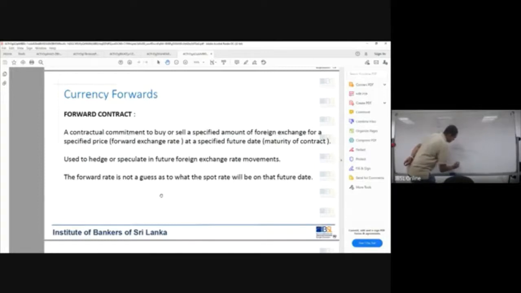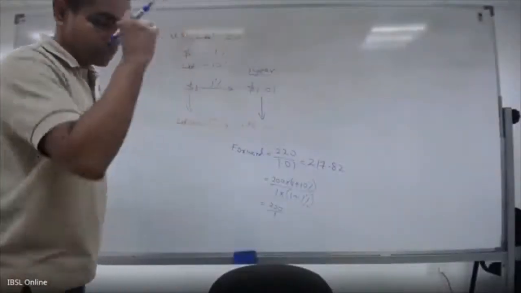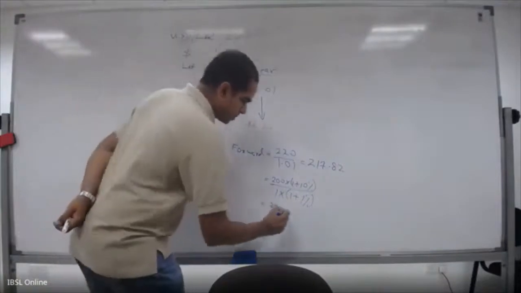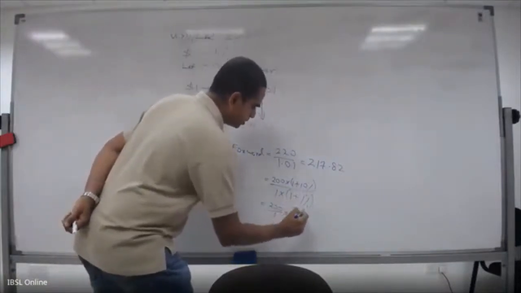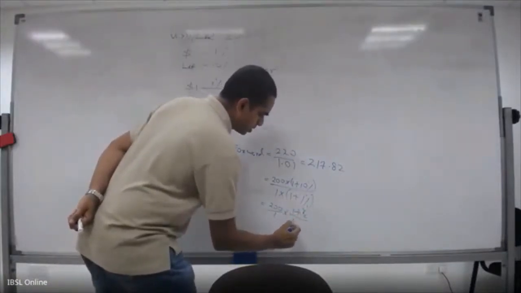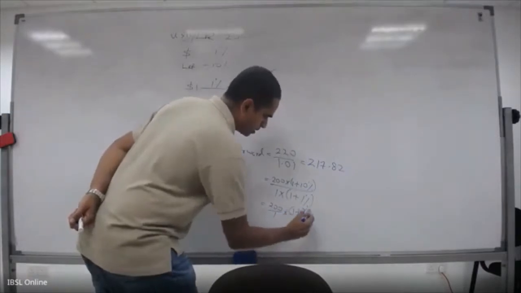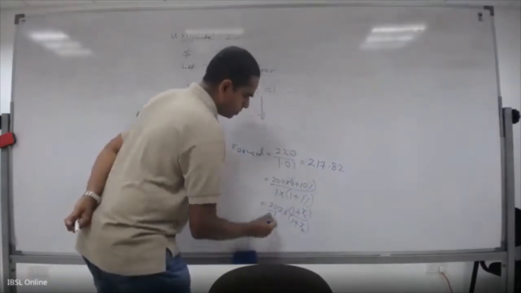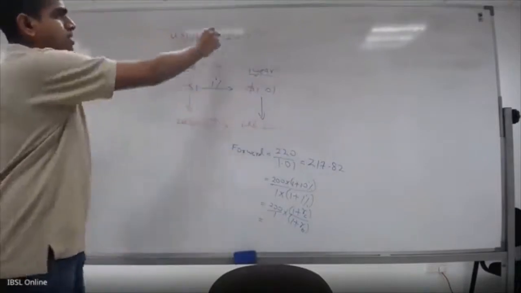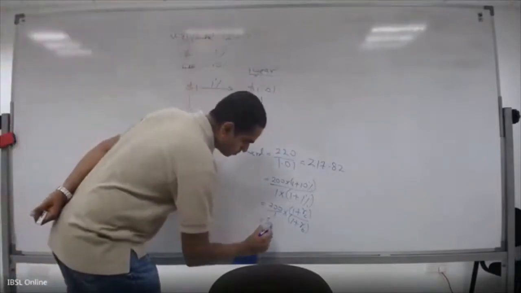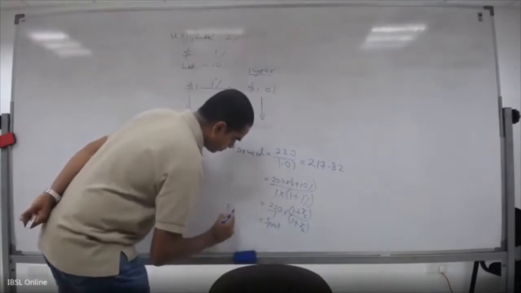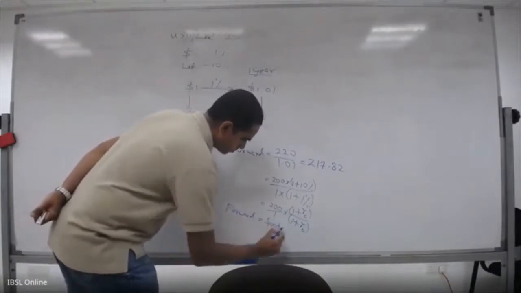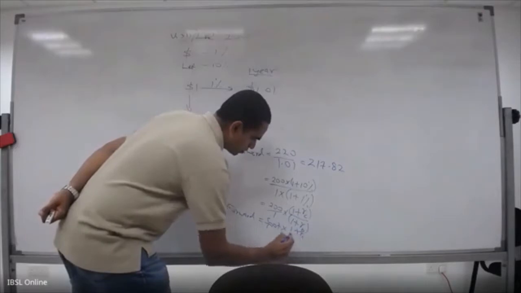If I segregate this, 200 divided by 1, and it's 200 divided by 1 into 1 plus 10% is the interest rate of the counter currency divided by 1 plus the interest rate of the base currency. Okay. So 200 divided by 1 is the current spot rate, into 1 plus interest rate of counter divided by 1 plus interest rate of the base.